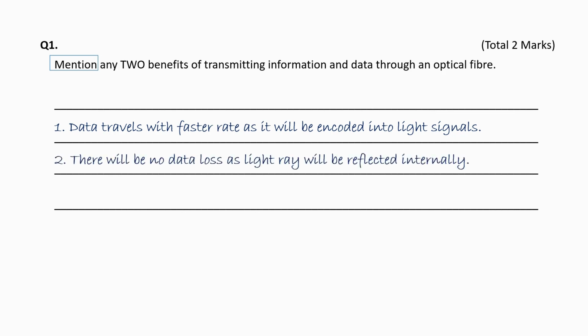The other one is that there will be no loss as the light ray will be reflecting internally. Remember, whenever a light ray is traveling from one point to another, whether it is performing internal reflection or simple reflection, no energy loss will occur, because the wavelength, speed and frequency will remain the same in any case. So during the reflection, we will see no energy loss. That is why we would be able to transfer data without any loss.